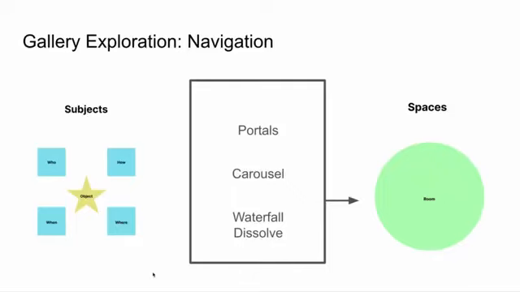Here, we explored navigating between spaces for a gallery app. Within the gallery, you have a subject or an object, like an art piece, and context around it: the who, what, where, when, how. In this hackathon, we explored different ways to navigate between gallery spaces.